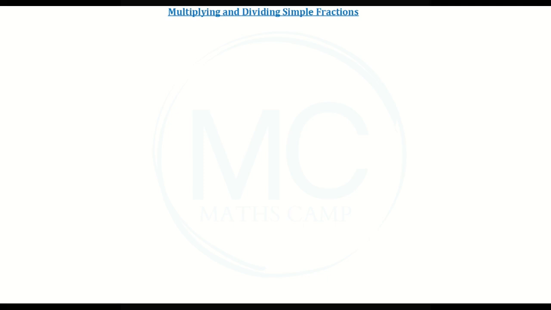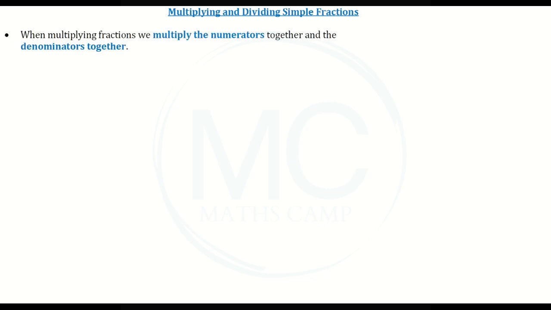Hi, in this video we are going to look at how we go about multiplying and dividing simple fractions. When multiplying fractions, we multiply the numerators together and the denominators together. As an example, let's multiply 2 over 3 by 5 over 9. 2 multiplied by 5 gives us 10, and 3 multiplied by 9 gives us 27. So we get an answer of 10 over 27.